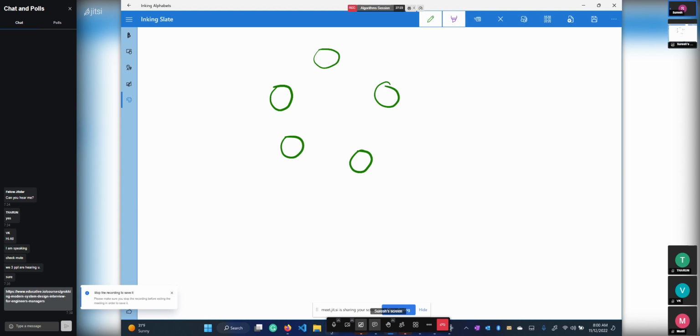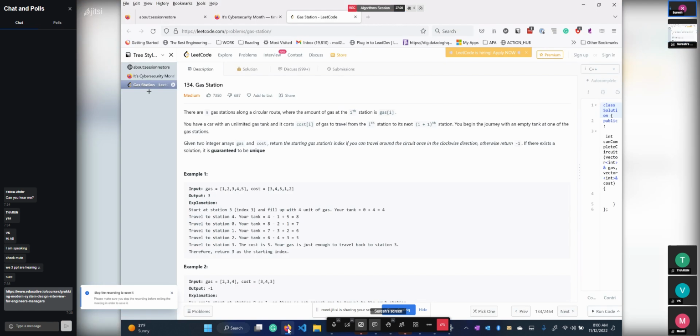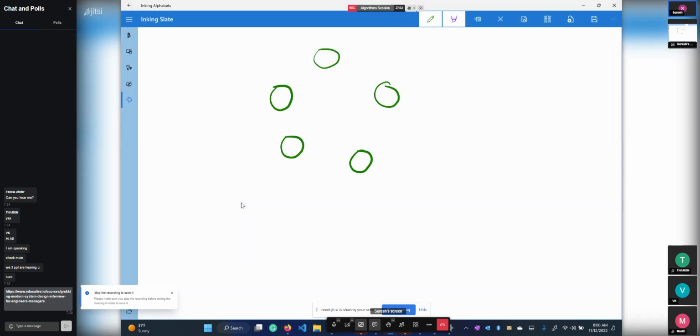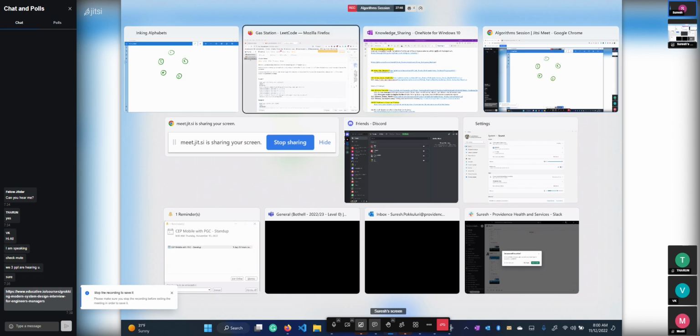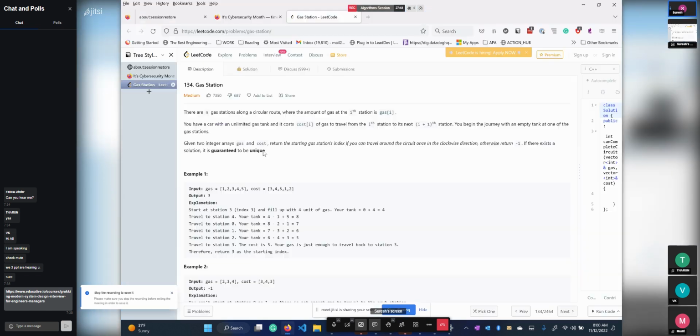The gas available in each station is one, two, three, four, five. So this is the gas available. You can't get more than 2 gallons at the second one, and you can't get more than 1 gallon at the first one. That's the maximum available in each gas station.